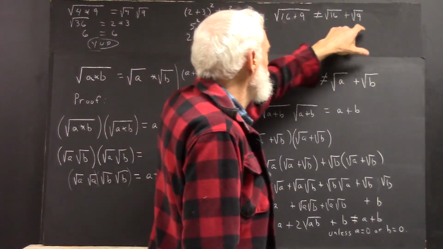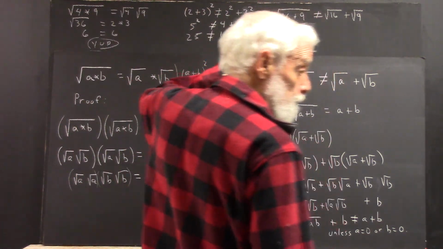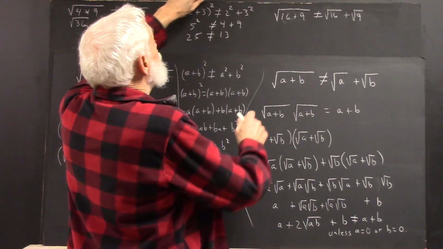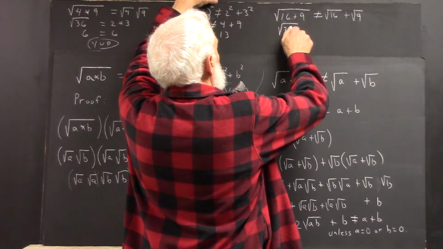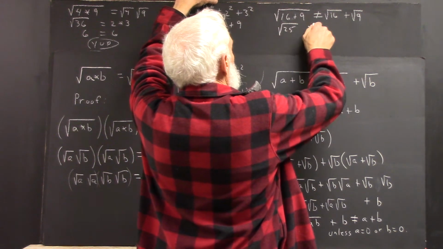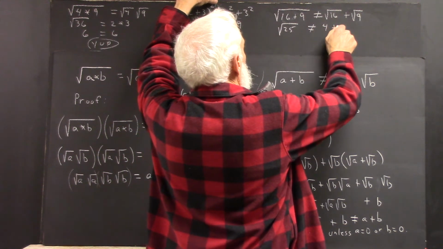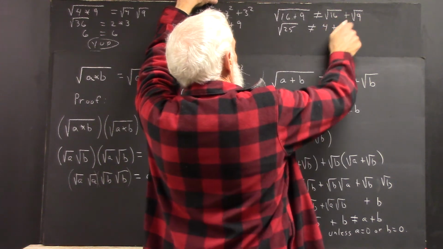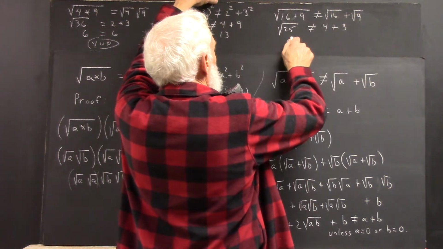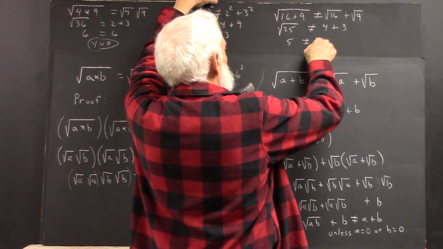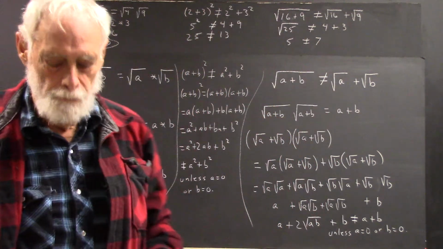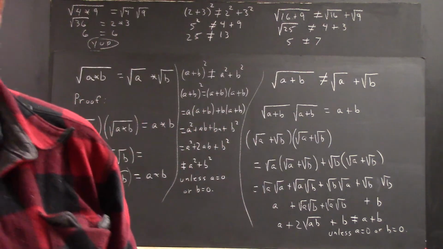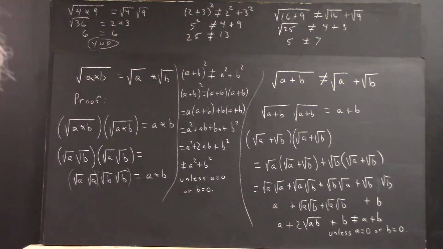Square root of 16 plus 9 is not equal to square root of 16 plus the square root of 9. If we add 16 and 9, we get 25. That's not equal to 4 plus 3, which is square root of 16 plus the square root of 9, because 5 is not equal to 7. You should be able to prove these, at least with numerical examples.